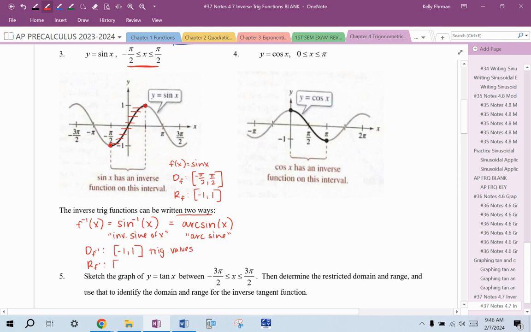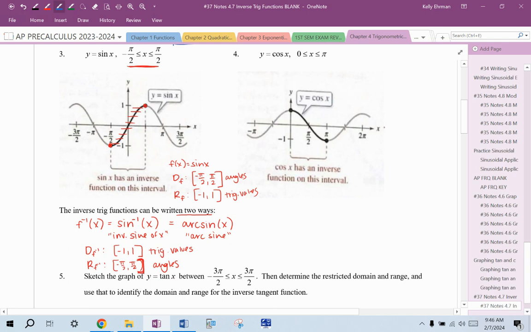And the range for f inverse will be negative pi over 2 to positive pi over 2, including both ends, and those are the angles. So for a normal trig function, we input angles and we get out the trig values, the ones around our unit circle. But for the inverse, we're inputting trig values and getting out angles that make that trig value happen. All right, so same idea with the cosine graph.